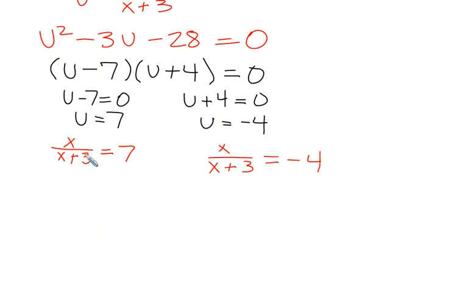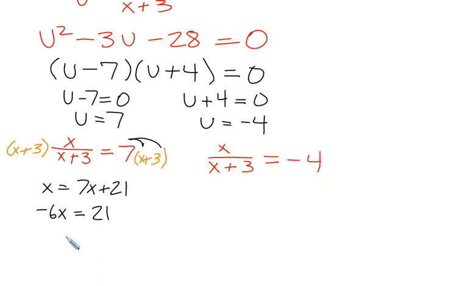We would multiply through by x plus 3 on both sides of our equations in order to cancel out the fraction. On this first equation, we would have x is equal to 7x plus 21 when we distribute the 7 through, which means that negative 6x is equal to 21. x is negative 21 sixths, and if we simplify, top and bottom are divisible by 3. That would be negative 7 halves for x.